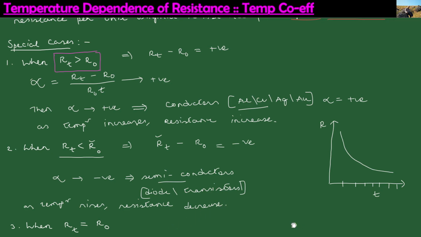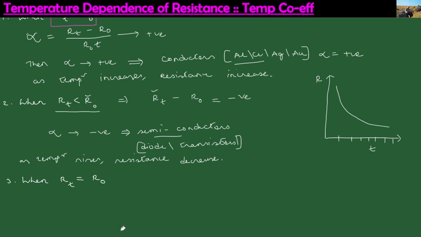Another important illustration is what happens when RT equals R0. Looking at the numerator term, when RT is equal to R0, you can put RT by R0 equal to 1, so you get R0 minus R0, which will be equal to 0. So I can rewrite it as RT minus R0. This is the main expression for the temperature coefficient of resistance. So from here, this will be 0.